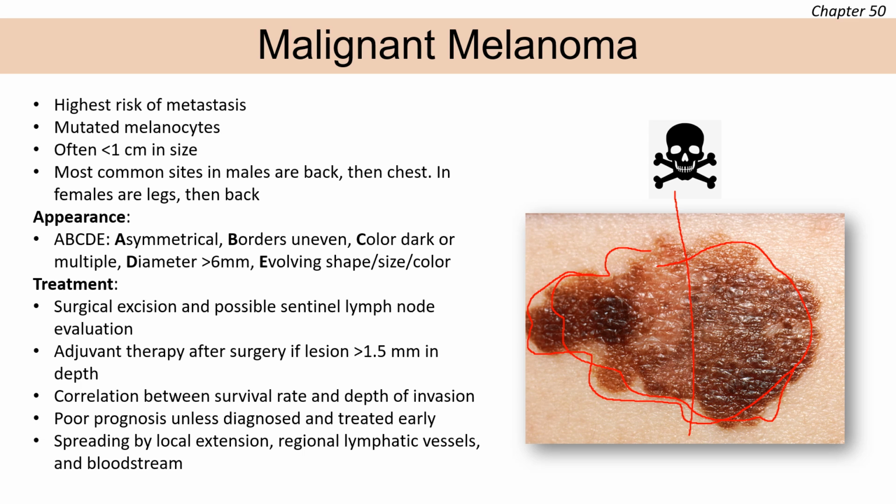The color is dark, or there's multiple colors in the lesion. You can see there's a dark area here, light, a little darker and darker. And then evolving shape. So the patient may say, this lesion looked different a year ago. Now it's bigger and it changed color. So all of those are red flags that point towards a suspicious lesion.